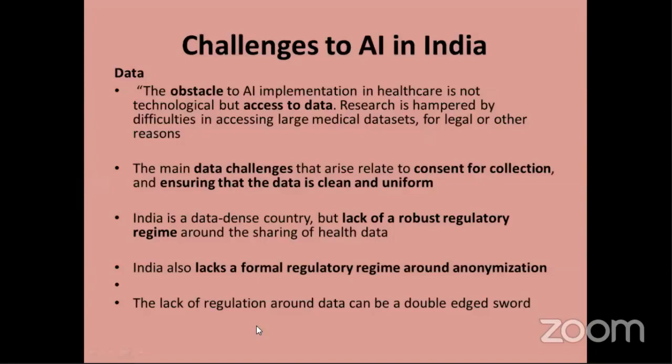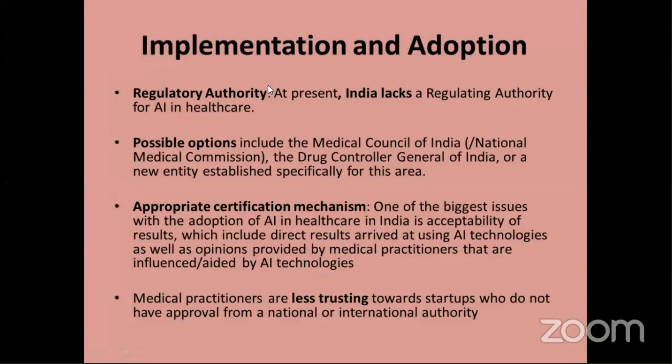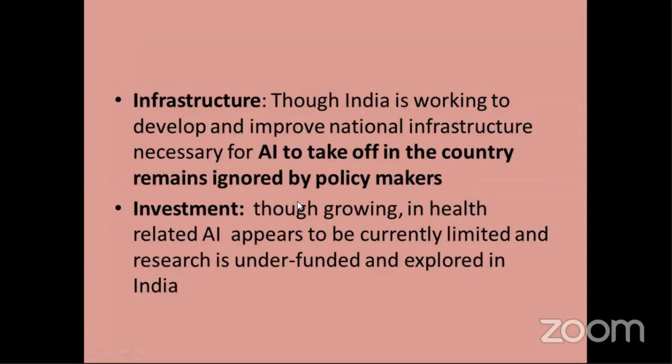So India is very rich in data, but the problem is accessing this data. Not only that, the quality of data is also very important, and everybody doesn't have the same kind of instrument, or, you can say, the image capturing device. And there is a lack of a robust regulatory regime, which again causes some problems with anonymization. In India, there is currently no regulatory authority for artificial intelligence. But in coming days, it is going to improve day by day, and the infrastructure also will be improving.